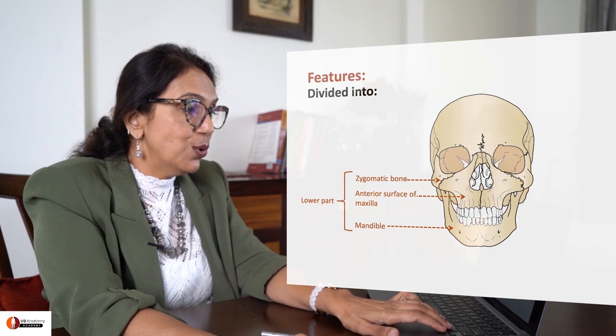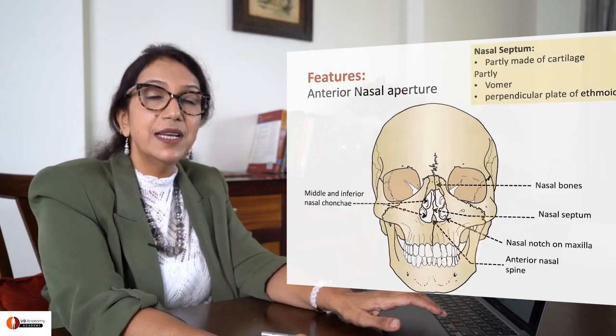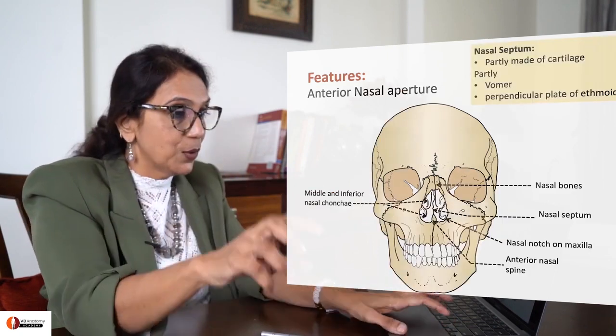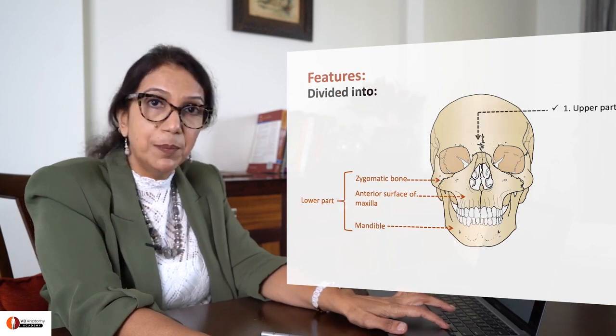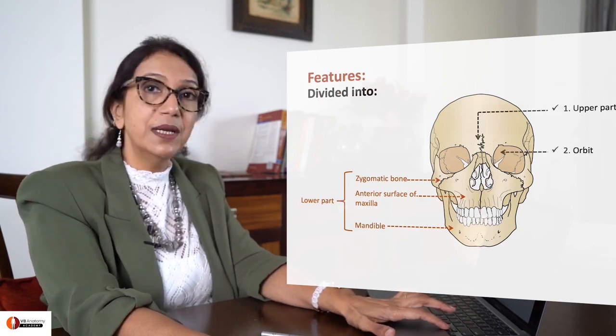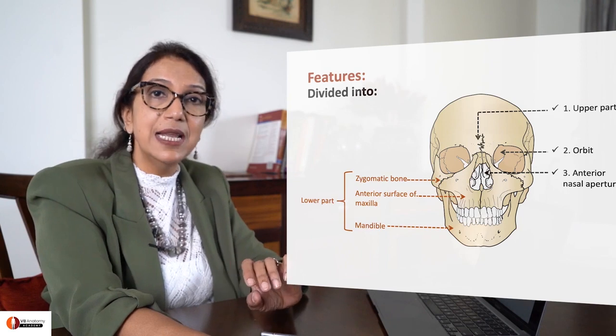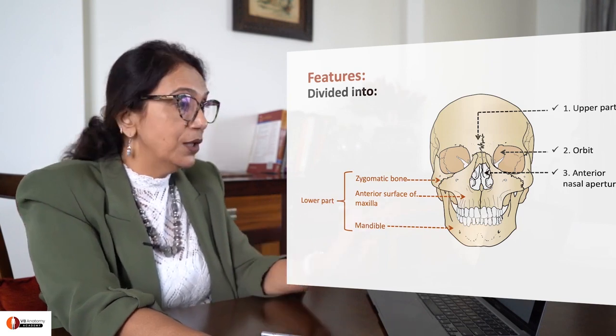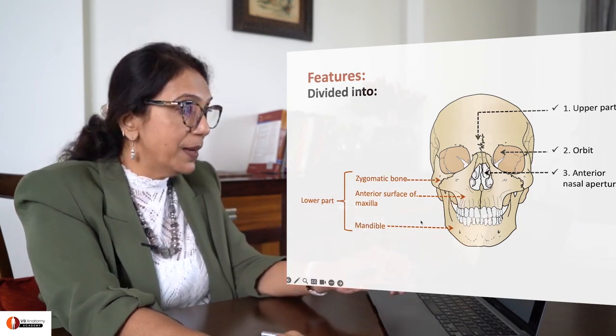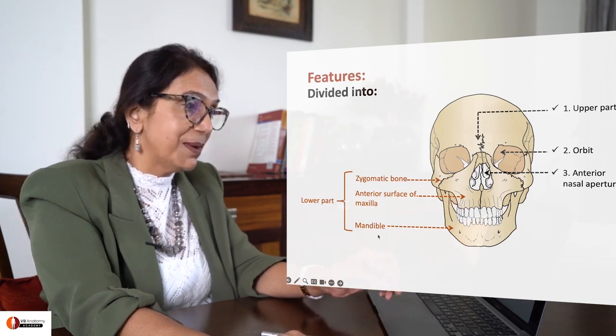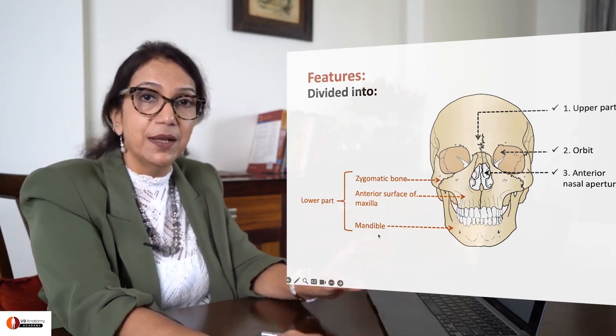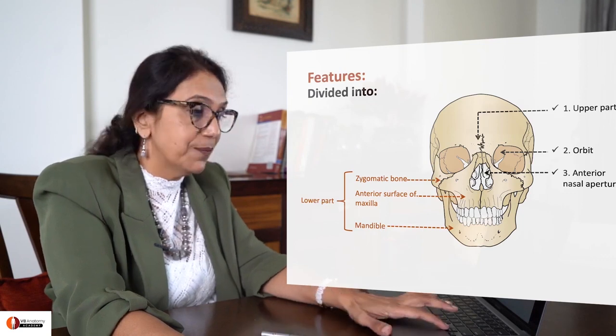Okay. So, what have we studied? We've studied the upper part. We've studied the orbit. We've studied the anterior nasal aperture. What is left now? The lower part consisting of zygomatic bone, anterior surface of maxilla and the mandible. Are you okay up till here, students?